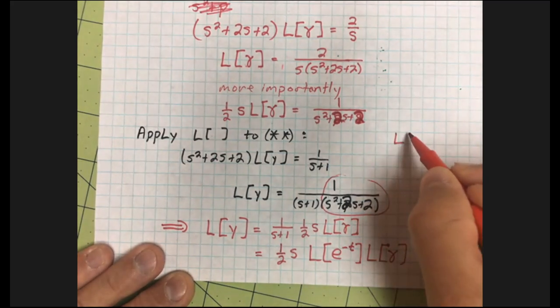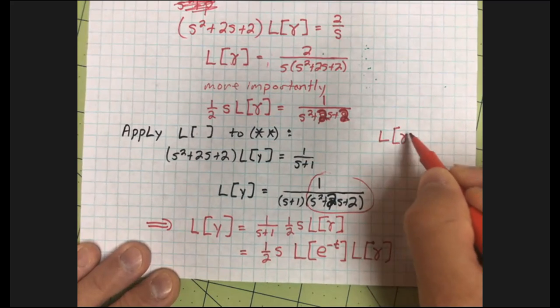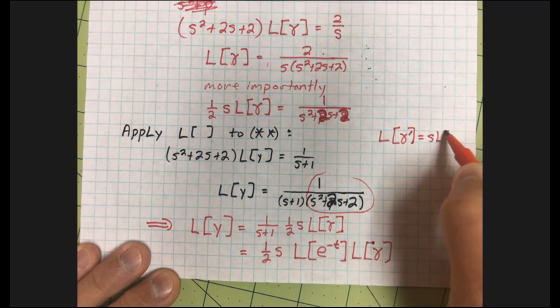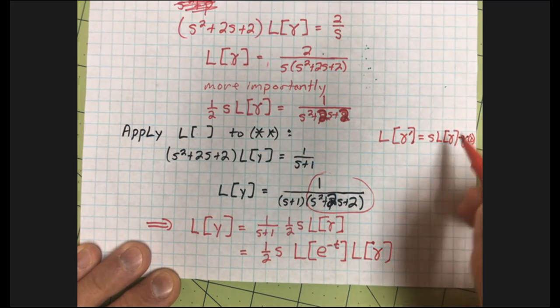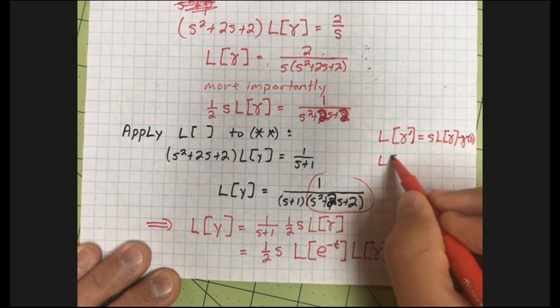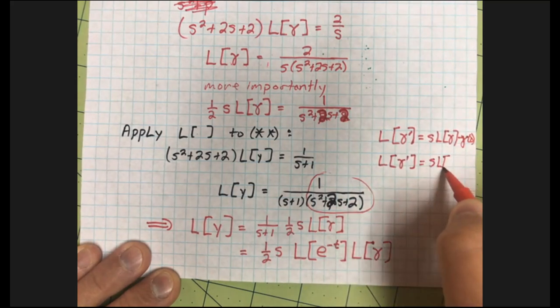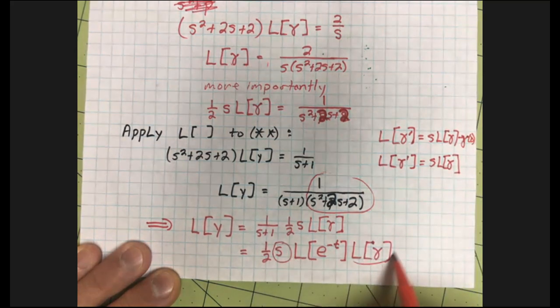Well, remember the formula for derivatives. Let me center my paper. The Laplace transform of gamma prime is s Laplace transform gamma minus gamma at zero. But gamma at zero is guaranteed to be zero. So the Laplace transform of gamma prime is s Laplace transform gamma. And here I have an s Laplace transform gamma.